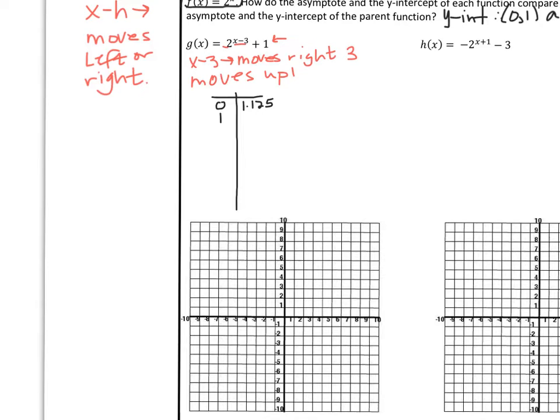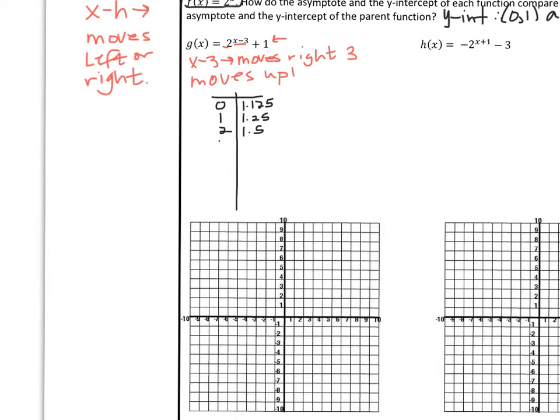Let's pick another one, positive 1. If we plug in 1 for x, 1 minus 3 is negative 2. 2 to the negative 2 power would be 1 over 2 to the positive 2, or 1/4. And 1/4 plus 1 would be 1 1/4, or 1.25. Now I'm thinking about our power chart, or you could always plug these into your calculator. Either way would work. If I plug in positive 2, 2 minus 3 as my exponent becomes negative 1. 2 to the negative 1 is 1/2, plus 1, which would be 1.5.